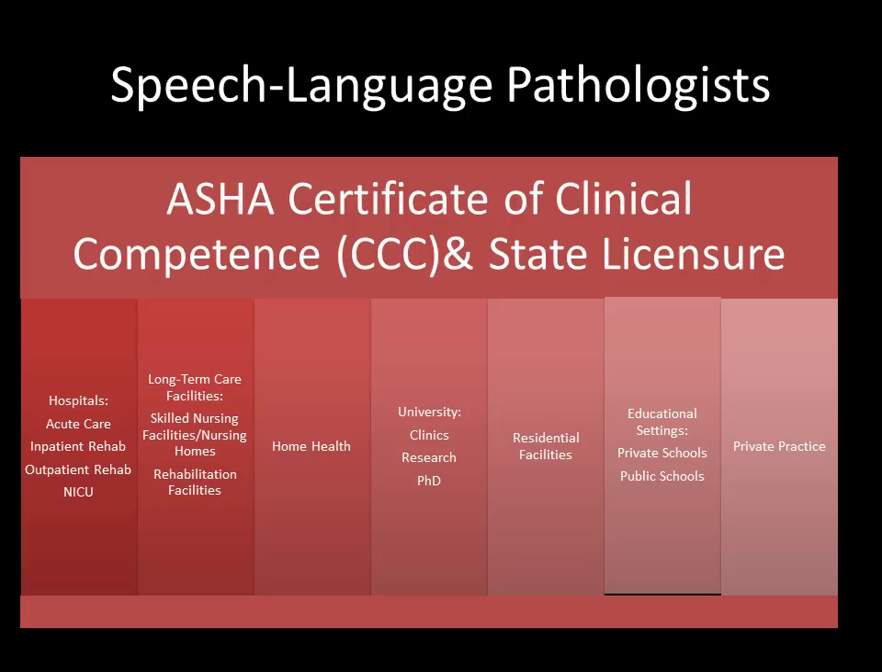Another name for ASHA certification is the CCC, or Certificate of Clinical Competence. After the speech-language pathology graduate student completes their graduate work, takes the national exam, and completes their clinical fellowship, they are then eligible for the CCC, or Certificate of Clinical Competence. Remember, speech-language pathologists must maintain ASHA certification and state licensure while they are practicing.